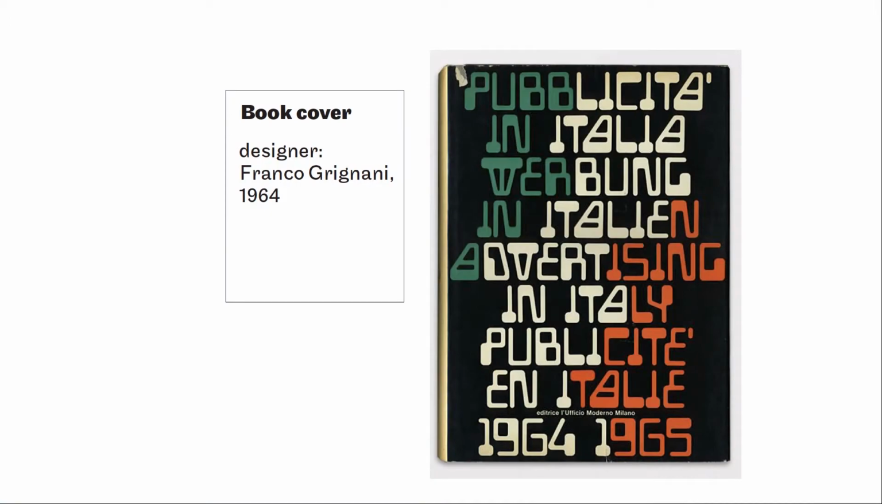Okay, and then font as form. This is looking at things where the font itself is working so hard that you almost don't have to do anything. So this is a cover of like an Italian design annual. I think it's by Franco Grignani. I couldn't find a credit. It's basically this crazy computer-like 1960s typeface with the Italian flag colors. But the font is doing so much on its own, like the colors are just nice icing on the cake.